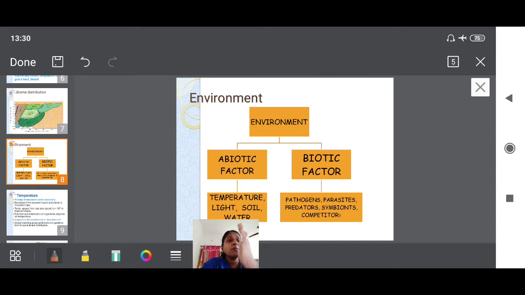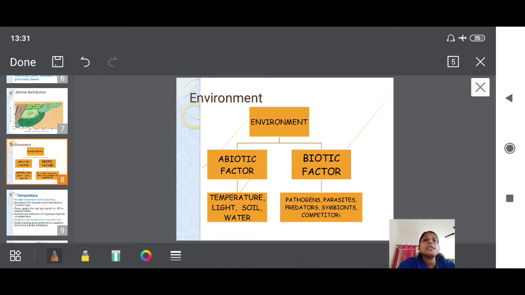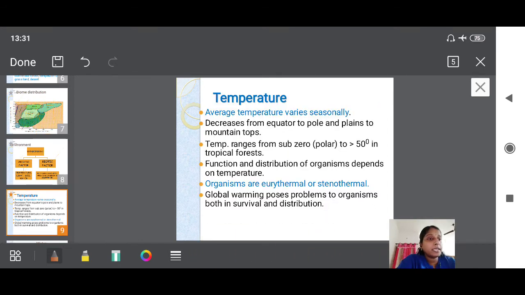Now we are moving on to the first topic, environment. What are the two basic parts of environment? The environment, the surrounding, can be divided into two parts: one is the abiotic factor and another one is the biotic factor. Abiotic means non-living, and biotic means living factors. Under abiotic factors you can find temperature, light, soil and water playing a major role. Now let's see how temperature plays a major role.